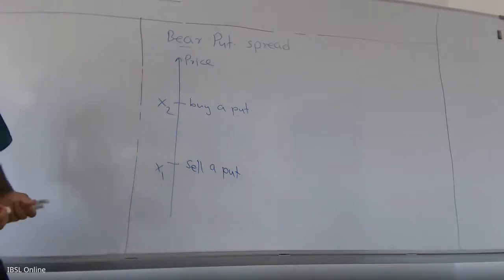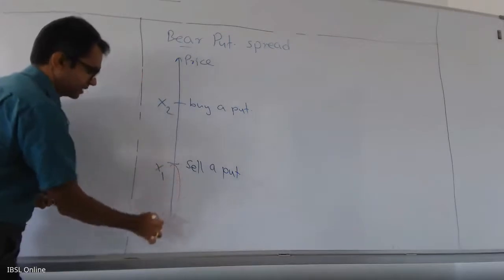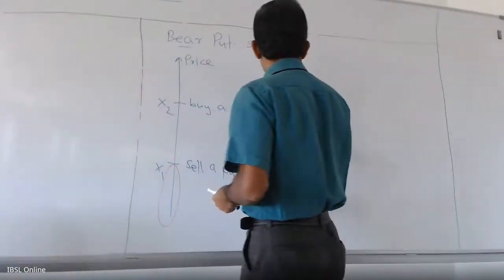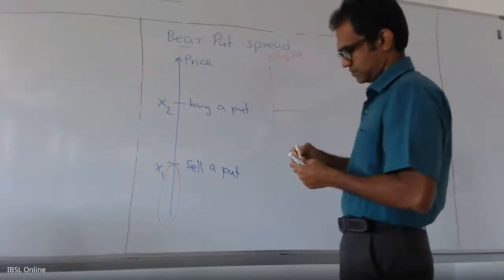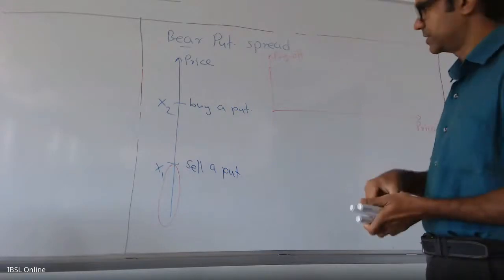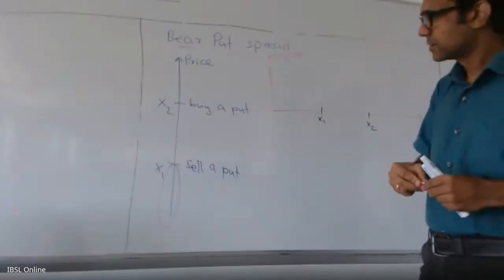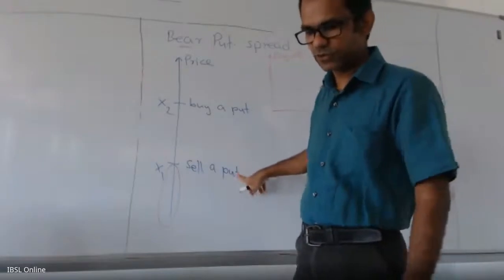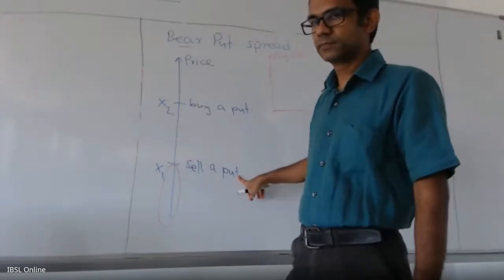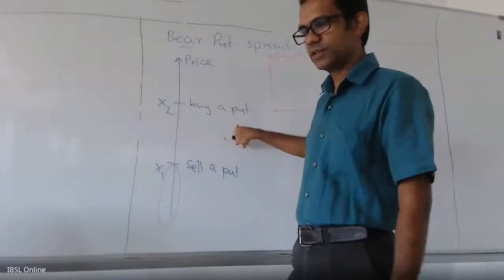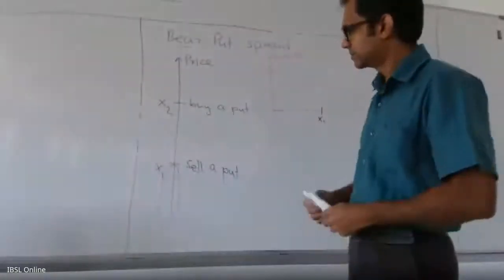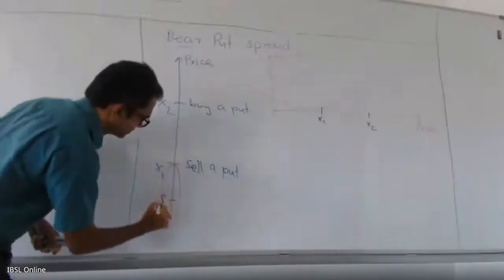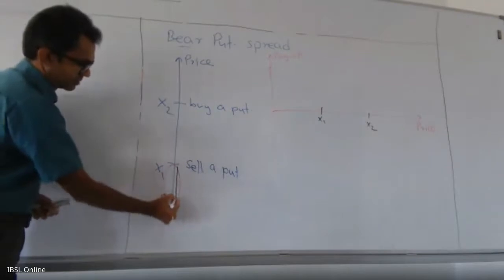Now tell me what would happen if price remains below X1. You have sold a put option. The buyer of this put option, will he exercise his right? Yes. You have bought a put option at X2. Will you exercise your right? Yes. This is the spot price. What do you have to pay?